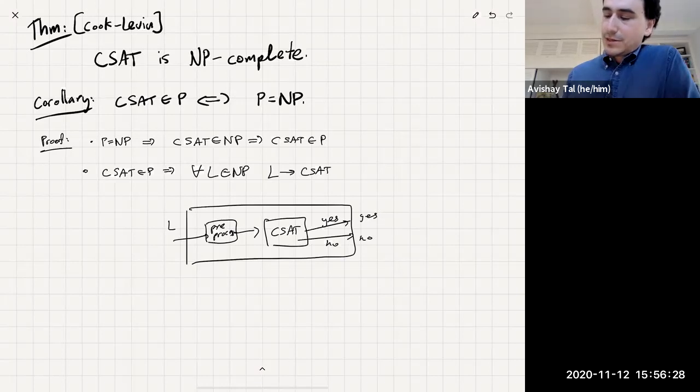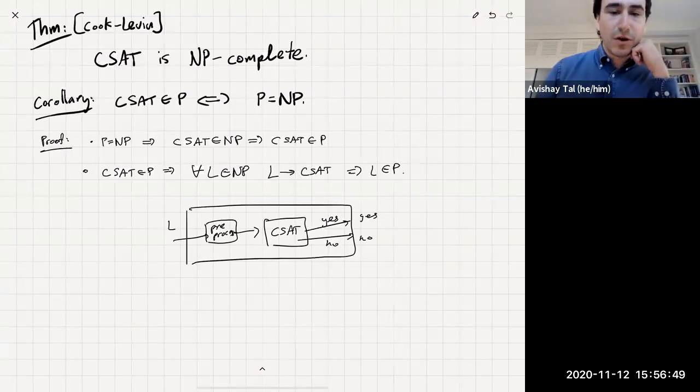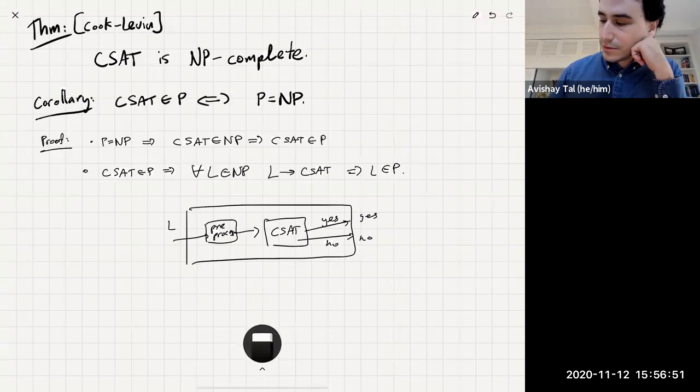Okay, so you assume that CSAT is in P, so can we also solve L in polynomial time? Well, definitely, right? Because we are doing the pre-processing in polynomial time and then applying the circuit SAT algorithm in polynomial time. So this means that if CSAT is in P, then L is in P. Okay, so all the languages in NP are also in P. So this shows that P equals NP.